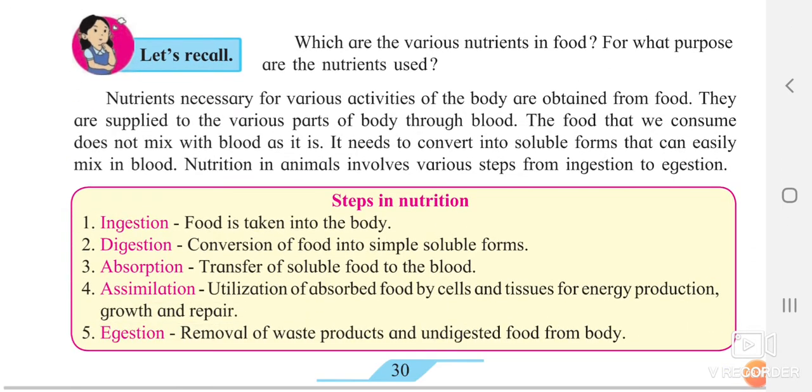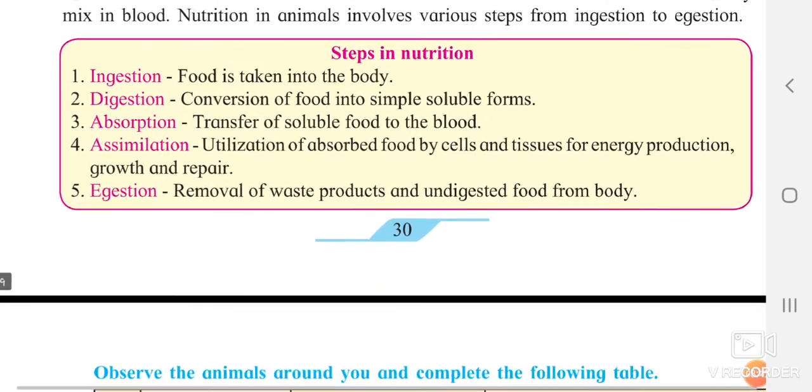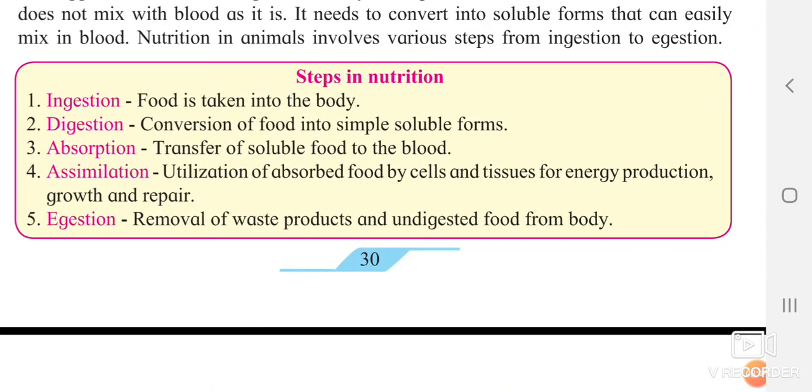Okay, so we know the process of nutrition, but in animals the process starts from ingestion and goes up to egestion. What is it actually? We will just see, it is given in the yellow color box. Ingestion means what? The food is taken into the body. Now you are taking the food with the help of your mouth, so that process of taking in the food is called ingestion. Now digestion means what? Yes, that food is later converted into soluble form. That is said to be digestion.